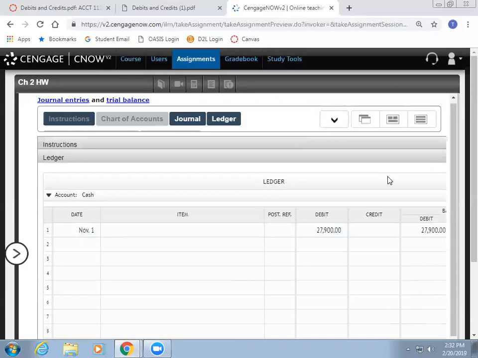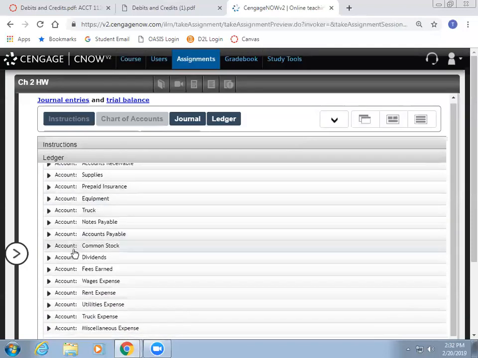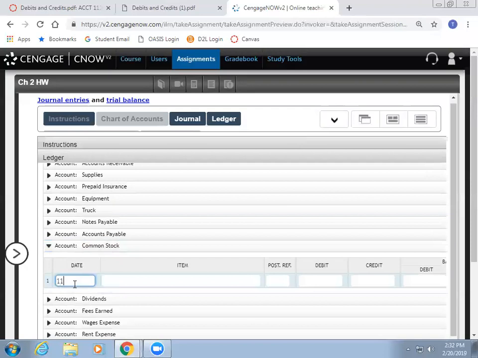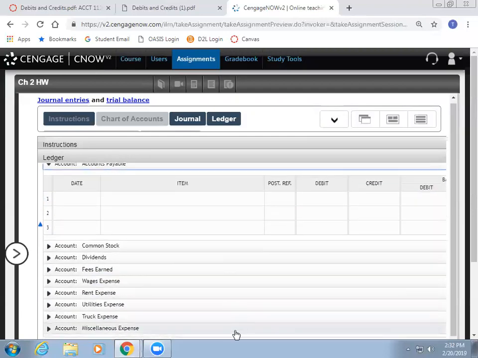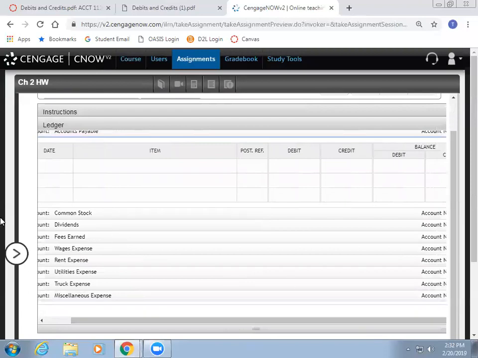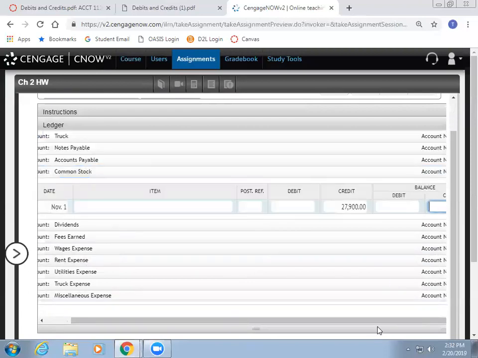But you have to do that for each account. Yes, this is only cash, and then you go down to the next one. Exactly. So on that same transaction, I would find common stock and do the same thing. It was a credit of 27,900, and then I would show that 27,900 credit balance.